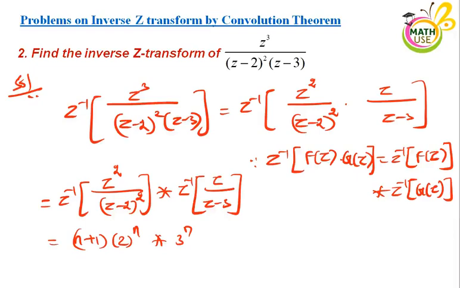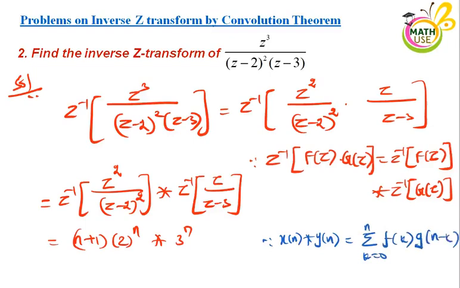So the next one is the definition of convolution. The definition of convolution is x of n star y of n is equal to summation k equal to 0 to n f of k then g of n minus k. So by applying the definition of convolution, we can write this summation k equal to 0 to n. The first function we can write as (k plus 1) into 2 power k. Then the second function we can write as 3 power (n minus k).